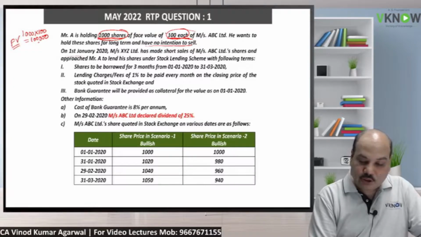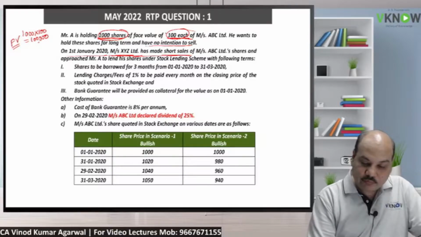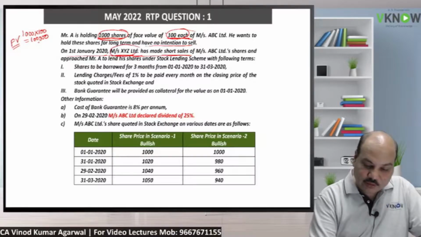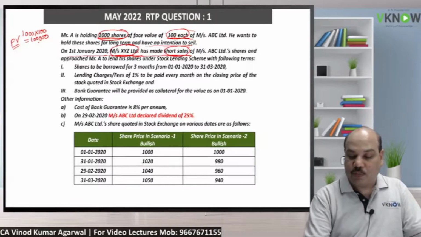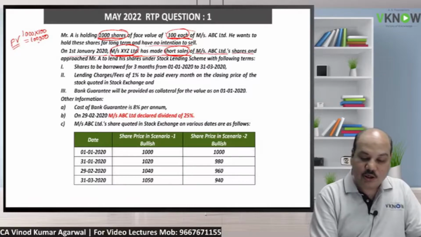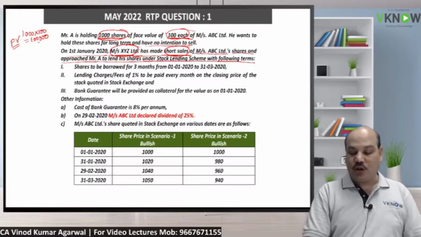On 1st January 2020, Messrs. XYZ, another party, has made a short sale of Messrs. ABC Limited shares and approached Mr. A to lend the shares under the stock lending scheme with the following terms.